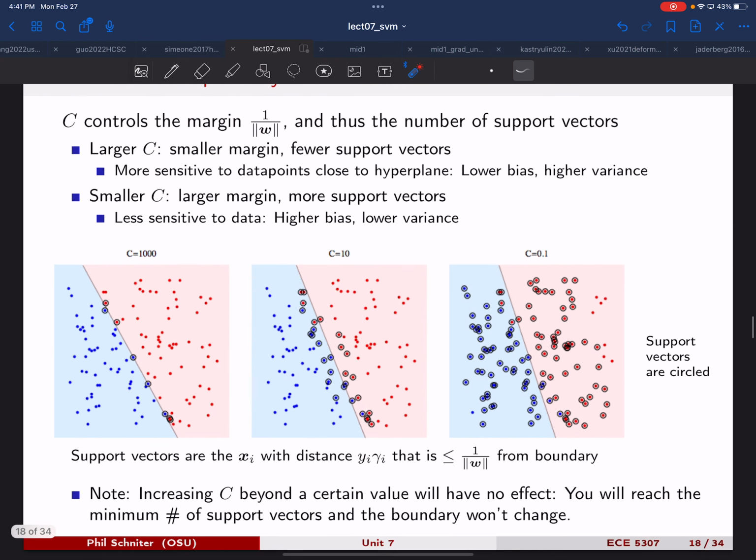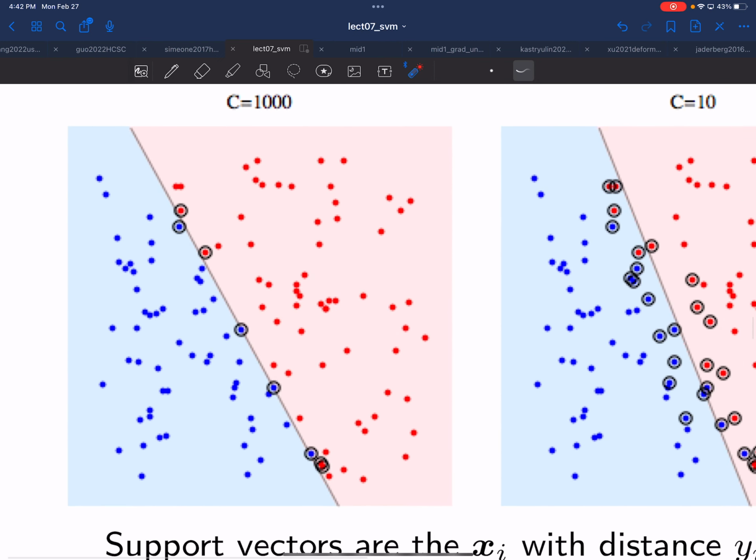Let's look at some pictures. So here are 3 versions of C: 1,000, 10, and 0.1. When C is large, we said it really wants to avoid any violations in the margin. It doesn't want to have any misclassified points or any points inside the street. And that's pretty much what's happening here. It's hard to tell maybe whether this is being misclassified or not, but it looks like maybe no points are being misclassified, or at least maybe 1 at the most. And the circled ones are the support vectors, so you can see that the street width is pretty small.